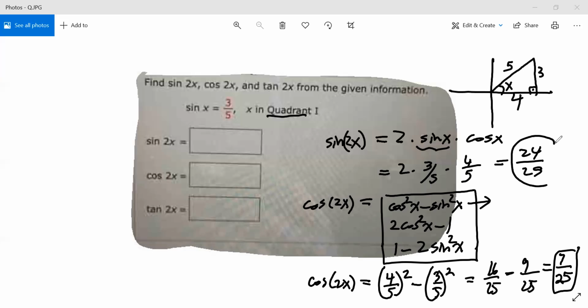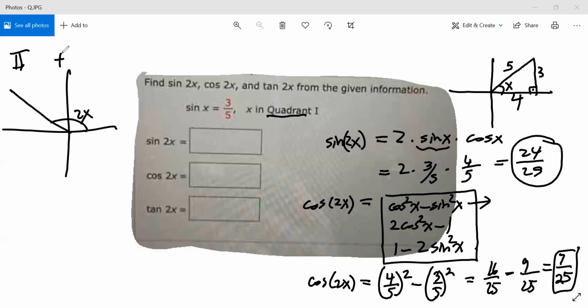And here's the second quadrant. So 2x is right here, in this second quadrant. And sine is positive because sine represents the y value, and cosine represents the x value. So sine is positive, but cosine will be negative. Therefore, I will assign a negative sign here. So now let me put the answers here. My final adjusted answer is here.